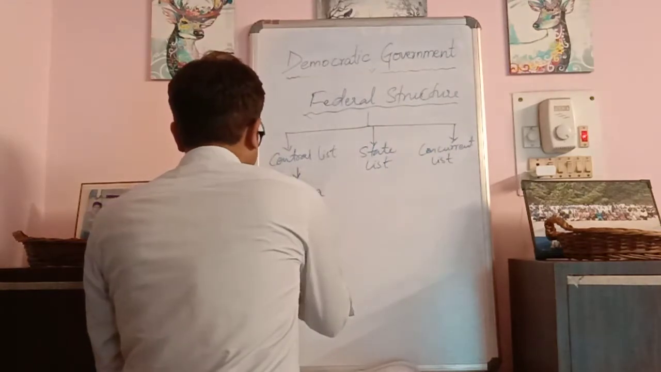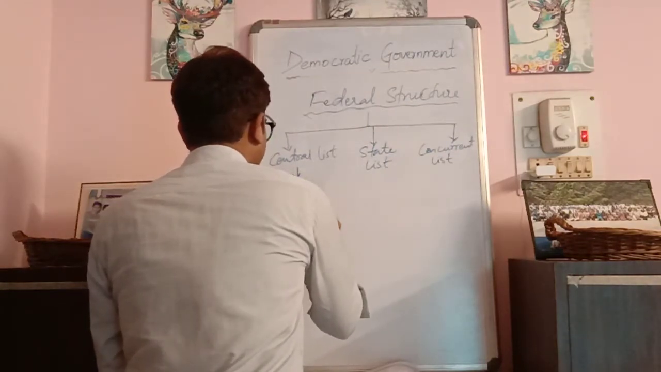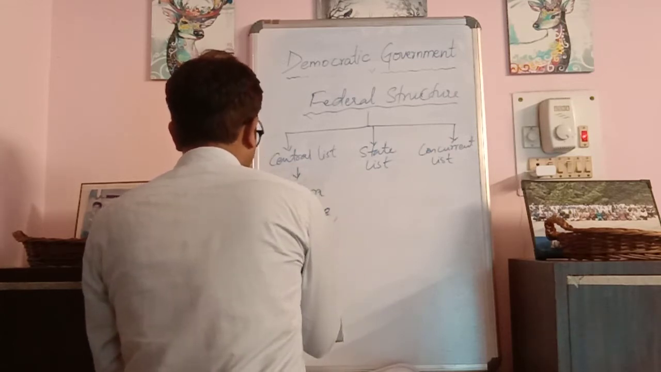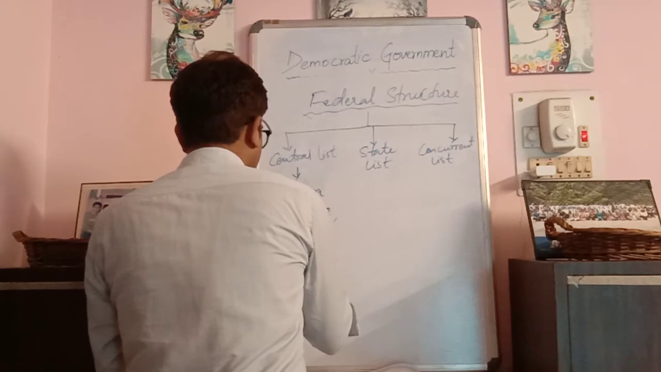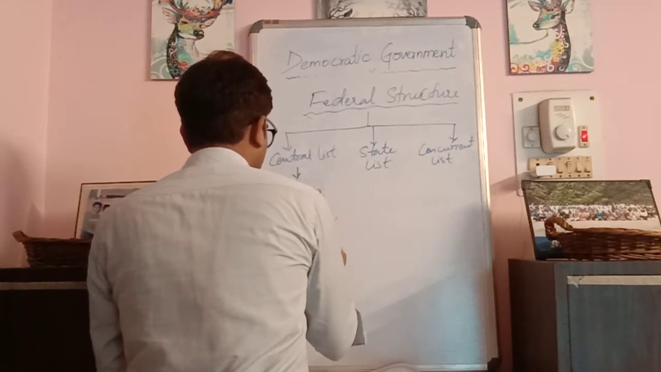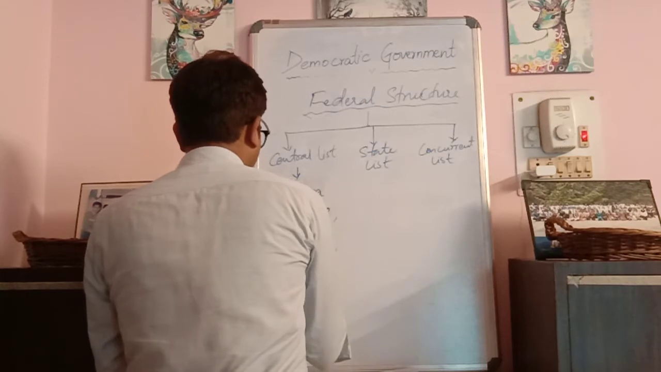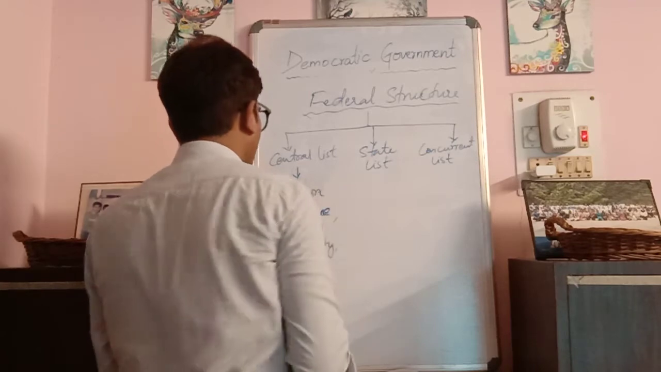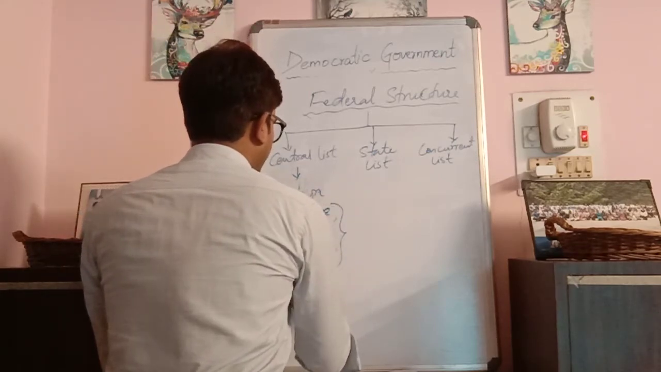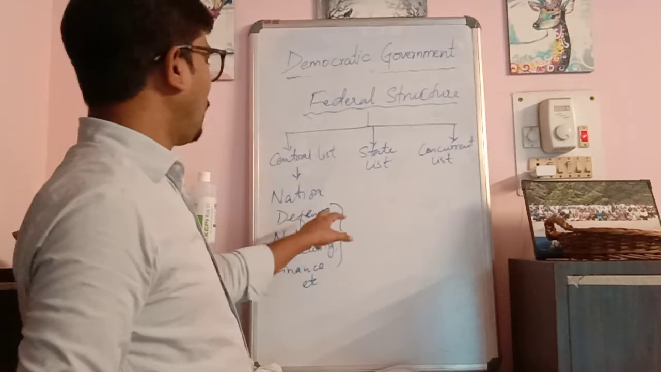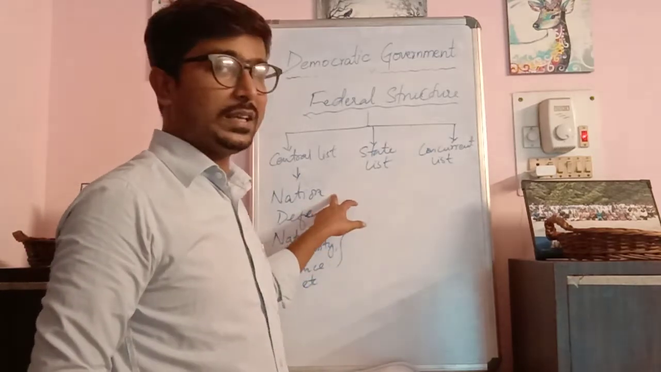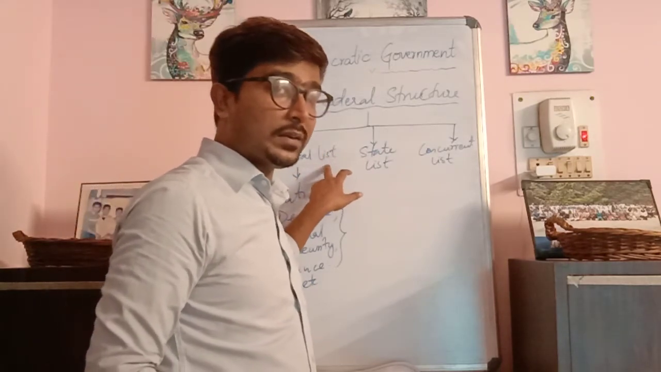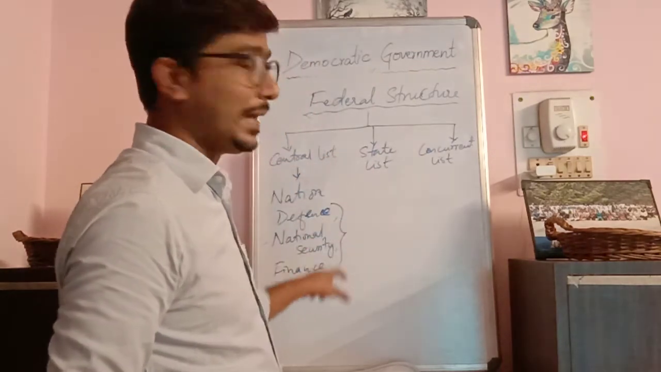Like for example, matters related to defense, matters related to national security, then matters related to finance. These are all important aspects. There are few others too. These are a few of the important aspects which are related to the whole nation, and that comes under the central list, which means what? It is the power of the central government to take care of all these important aspects.